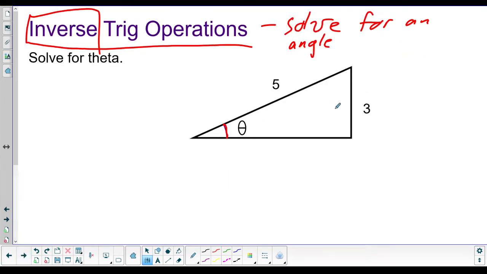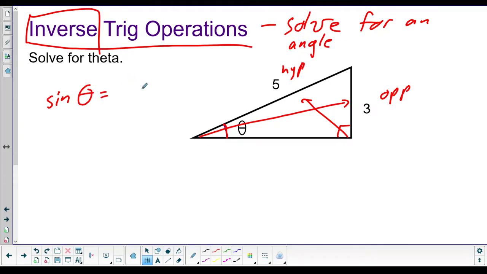So we need to figure out, are these opposite, adjacent, or hypotenuse? Here's our right angle. So this is our hypotenuse. And this side 3 is directly across from the angle we're looking for. So this must be our opposite side. So we want to set up the trig ratio using the two sides that we know. The trig ratio that uses opposite and hypotenuse would be sine of theta. So sine of theta equals opposite over hypotenuse, 3 over 5.